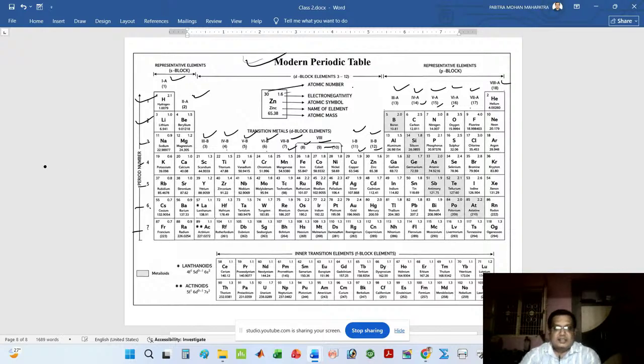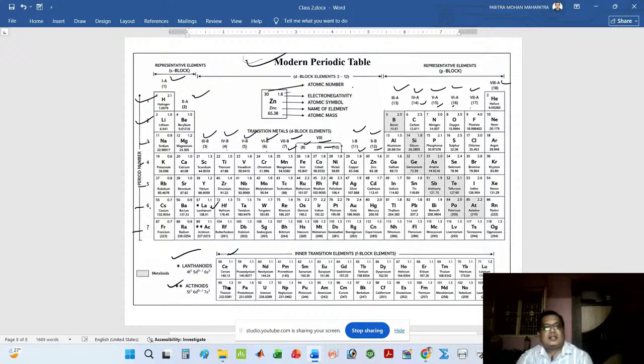Next, at the bottom two rows are present. One is considered as the lanthanide series. Next, the second is considered as the actinide series. Actually, in the lanthanide series there are 14 elements present. It starts from cerium to lutetium. The actinide series starts from thorium to lawrencium. The elements of the lanthanide series are present here. All the 14 elements along with lanthanum are present in this block.